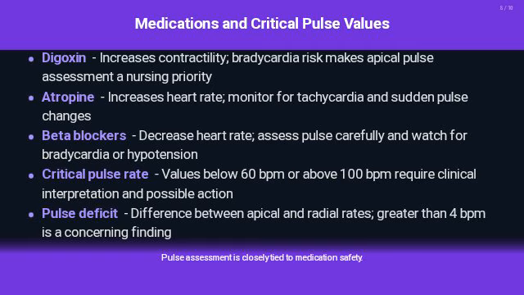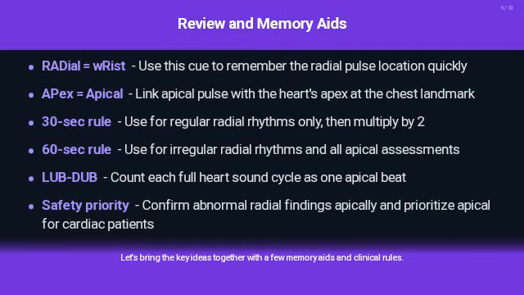Another advanced concept is pulse deficit, the difference between the apical and radial rates. A deficit greater than 4 beats per minute is concerning because some heartbeats are not generating effective peripheral pulses. This can suggest impaired cardiac efficiency or dysrhythmia. Medication decisions and abnormal pulse findings are deeply connected, making precise assessment an essential nursing responsibility.